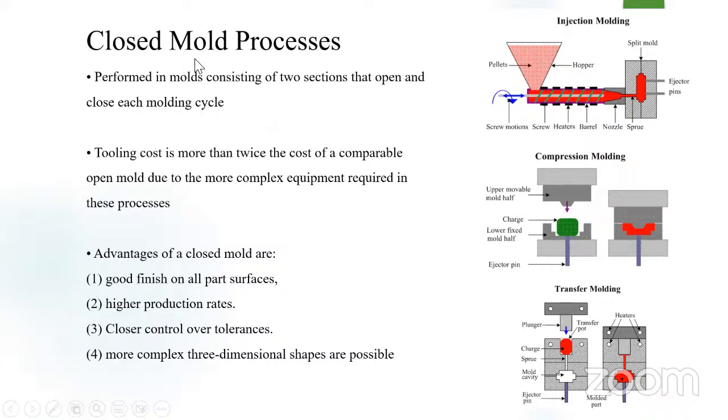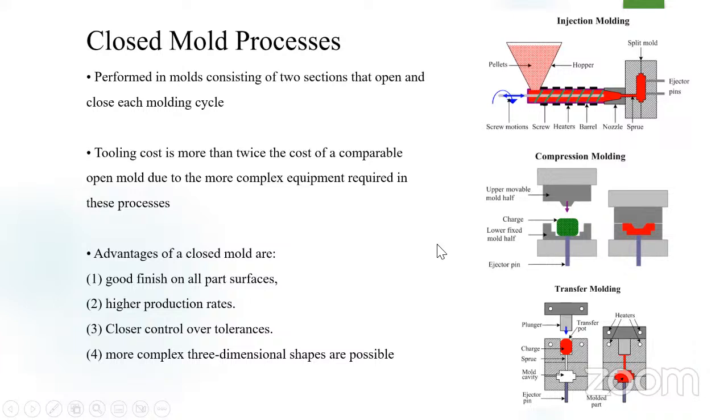Now, this is the cold mold, closed mold process. In closed mold processes you have three different types: injection molding, compression molding, and transfer molding. In these processes you generally have a preform in molds which consist of two sections that open and close during each cycle.